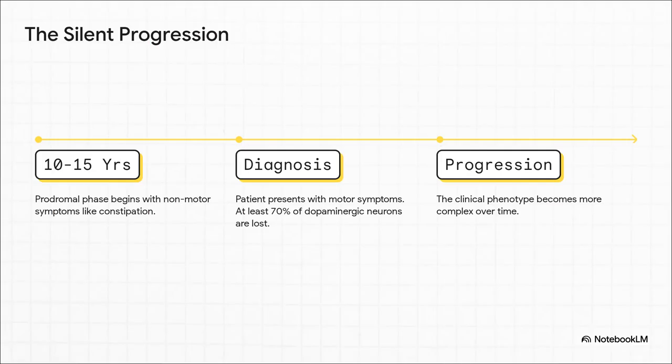Now, here's a concept that is just absolutely crucial to grasp. This neurodegenerative process is incredibly insidious. It starts long before the classic motor symptoms ever appear. We're talking 10 to 15 years, where a patient might only have what we call prodromal symptoms, things like constipation or a particular kind of sleep disorder. This means that by the time someone walks into the clinic with a tremor and we make that diagnosis, at least 70% of the key dopamine-producing neurons have already been destroyed.